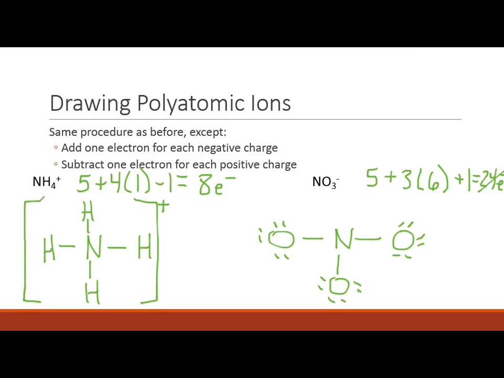So that means I need to go ahead and form a double bond. And I could form this with any of the oxygens. Let's say I go ahead and use this lone pair of electrons, force that to become a double bond. Notice that I've still used exactly 24 electrons. Each of the oxygens still has 8 if you count them up, and the nitrogen now has 8 electrons as well. Now I go ahead and put the square brackets and my little charge out there, and now I have a nice stable nitrate polyatomic ion. So the exact same procedure as before, just remembering to add or subtract the appropriate number of electrons depending on what kind of charge you have.